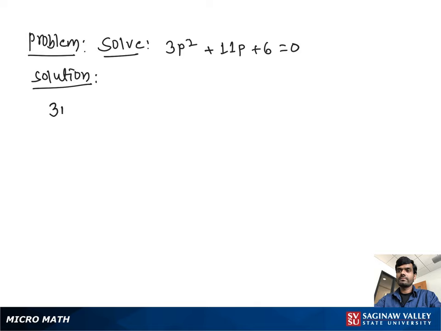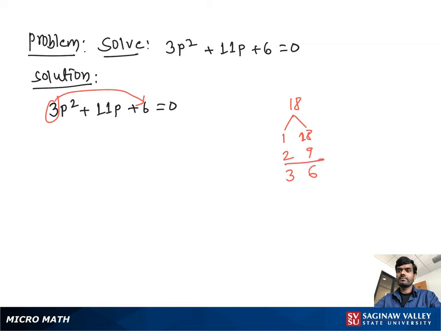Solve 3p² + 11p + 6 = 0. So what to do? First we find the factors of this quadratic equation. To find the factors, we multiply the coefficient of p², 3, with the constant 6. We get 18. Now the factors of 18 are 1, 18, 2, 9 and 3, 6.